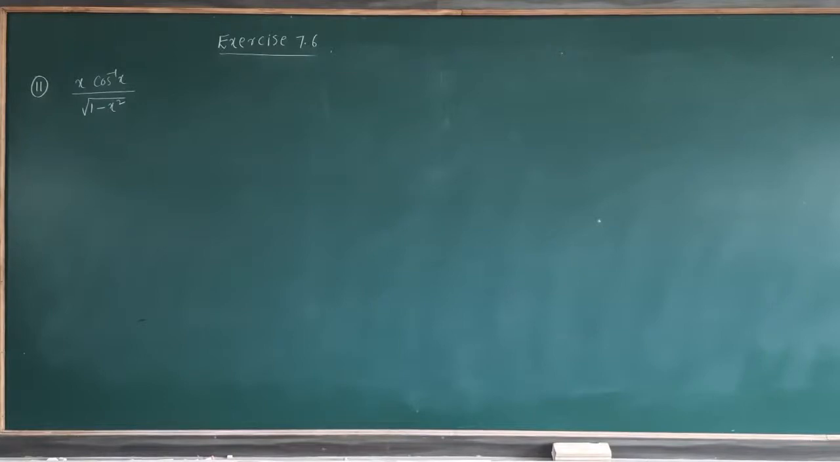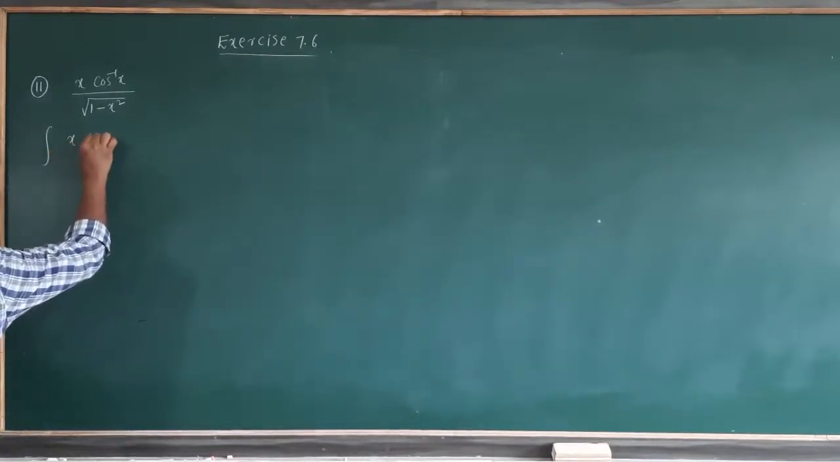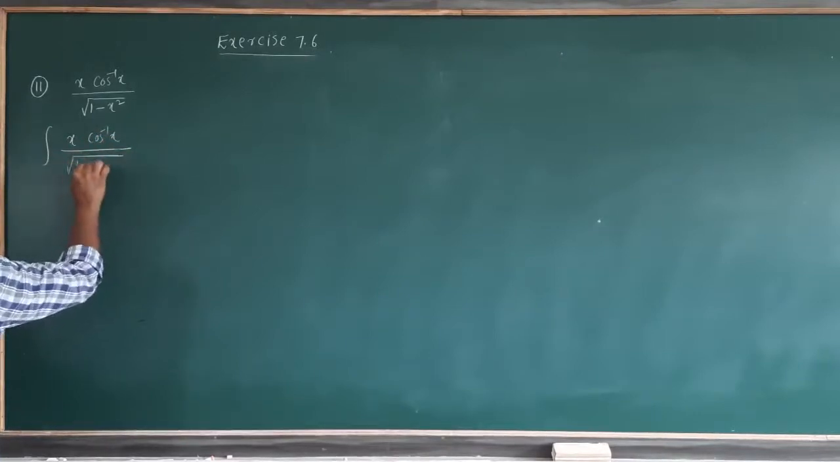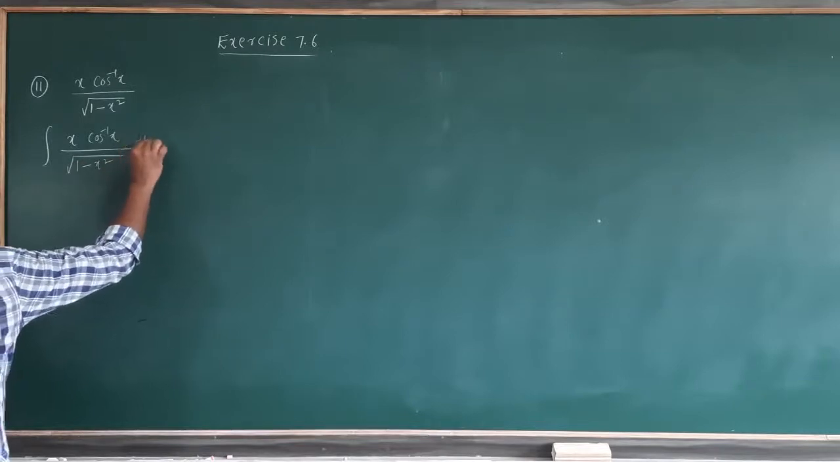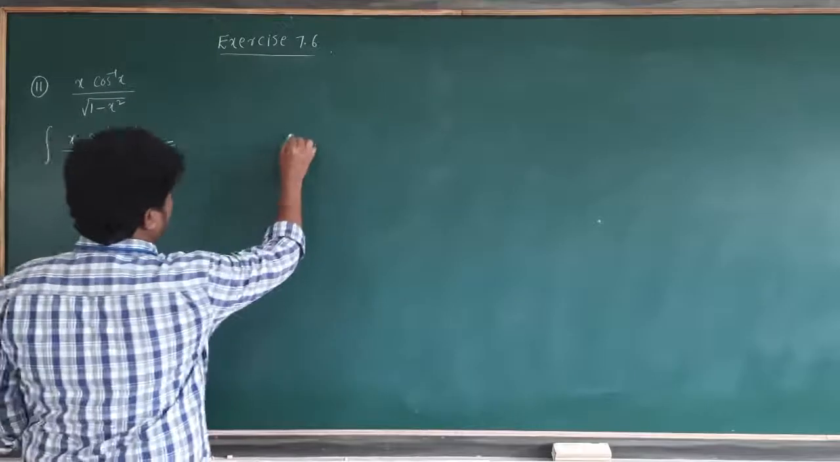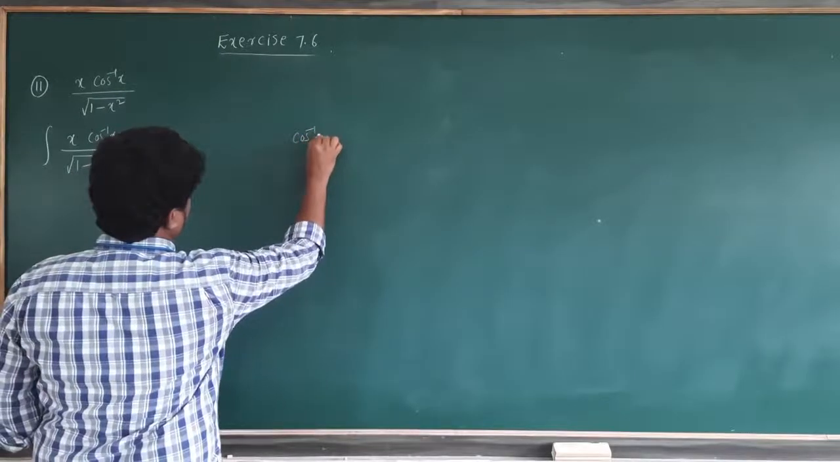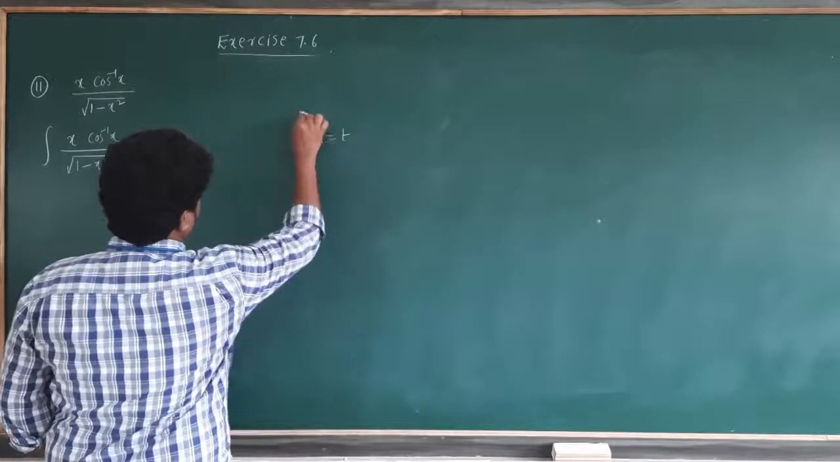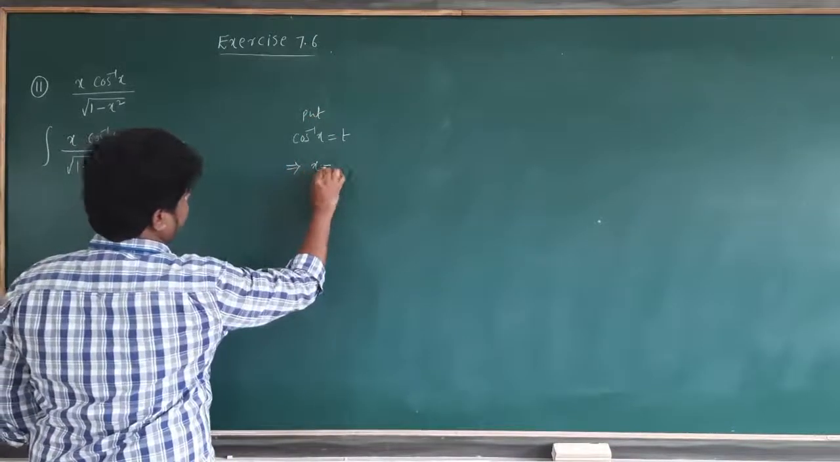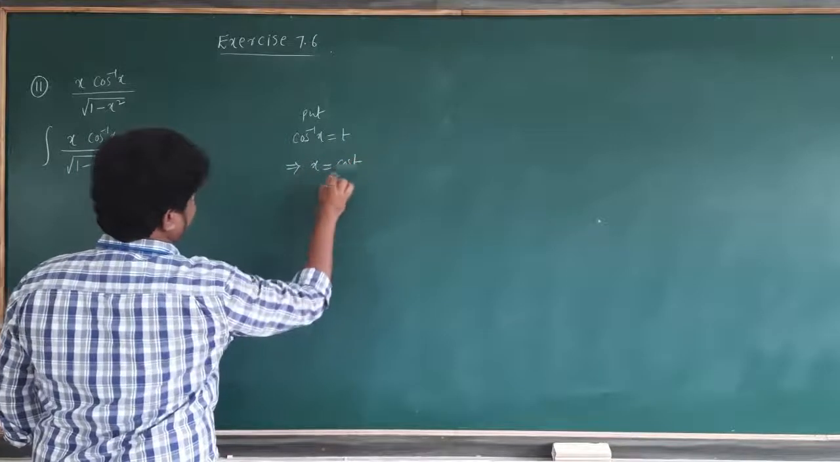Next, the 11th one: the integral of x cos inverse x divided by root over 1 minus x square dx. Here you should take cos inverse x equals t. Now from this, what can you write? x equals cos t.